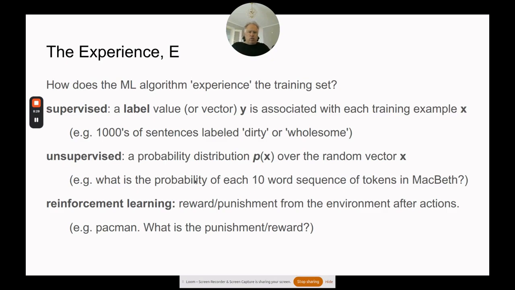Now, reinforcement learning, which we're going to talk about at the end of the lecture today, is where we're given a reward or punishment from the environment after actions are taken. So it stands a little bit separate from the others, and it's harder to present just as a data set, because what you have to present instead is some environment where the agent can experience the environment, perform actions in it, and get reward or punishment signals from the environment.